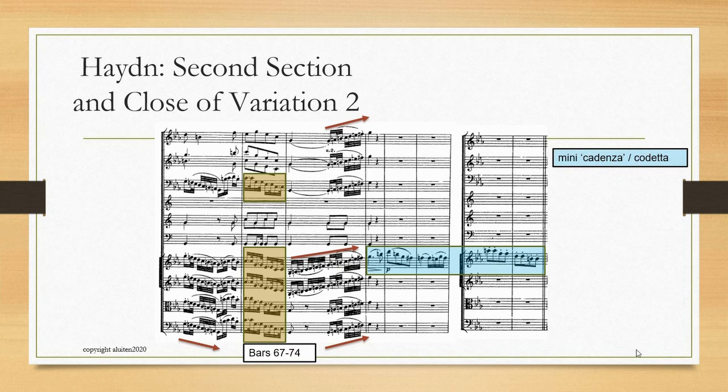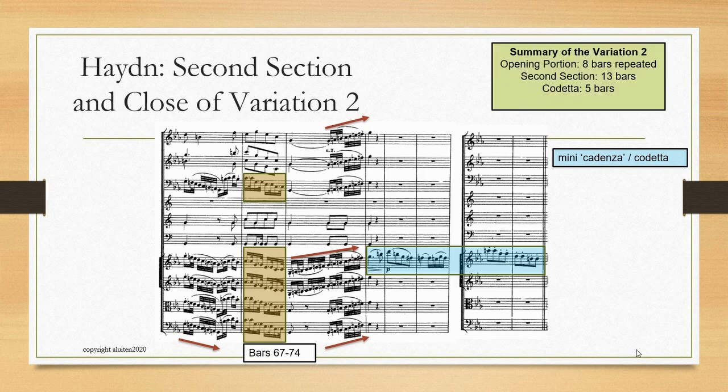In addition to the variation within a variation technique utilized here, this is the first time that the 8-bar phrasing structure has been disrupted from the start of the movement. With all the additional material that appears here, this second section actually contains 13 bars, bar 57 through to bar 69, excluding the cadenza-like material in the violin ones that closes out the variation.